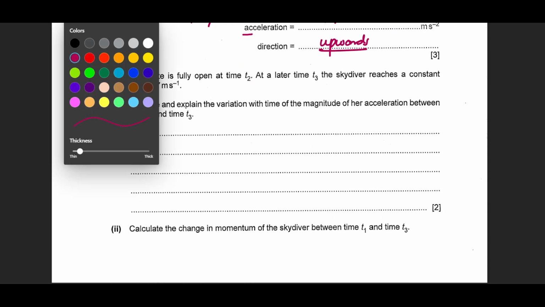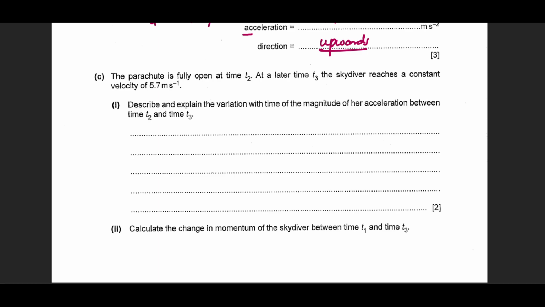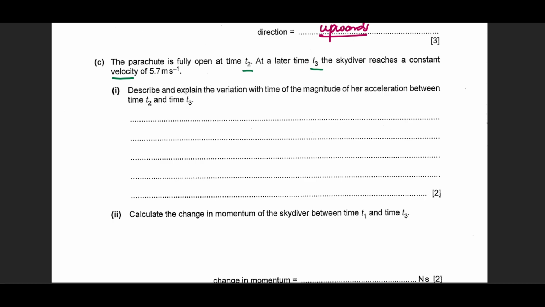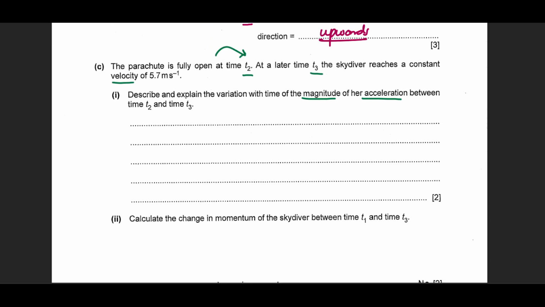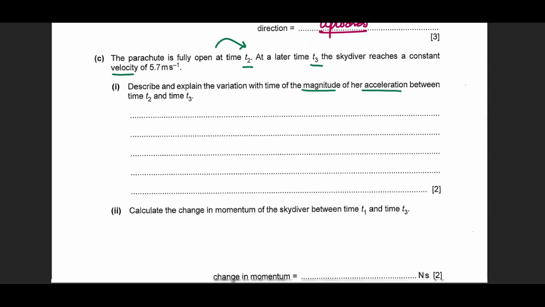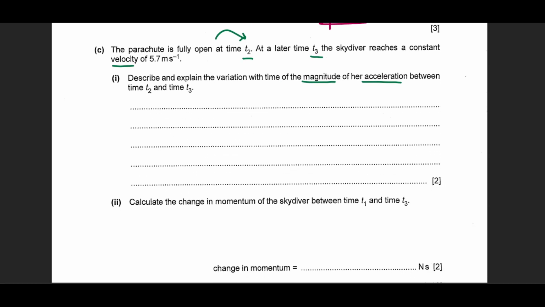Moving on to the next part, we have the parachute fully open at t2. At time t3, it reaches constant velocity, the terminal velocity 5.7. Describe and explain the variation with time of the magnitude of acceleration between t2 and t3. You see, at t2, he opens the parachute completely. So from the moment he opens the parachute till the moment t3, the acceleration will be changing. But how is it going to change? Let's discuss that.